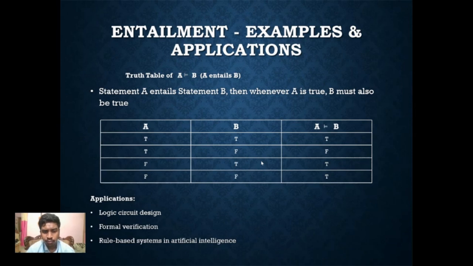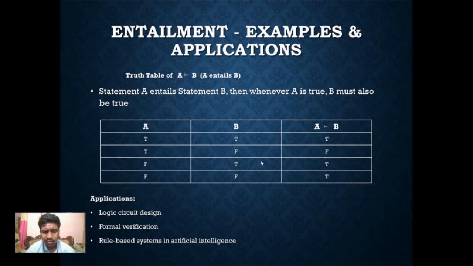Now, let's explore how entailment works practically using truth tables and some real world applications. In a truth table, when A entails B, it means there is no scenario where A is true and B is false. So, if A is true, B must be true. That's the definition of entailment.